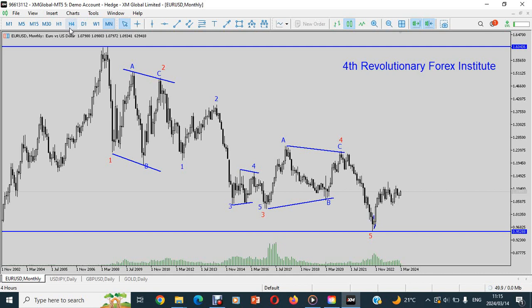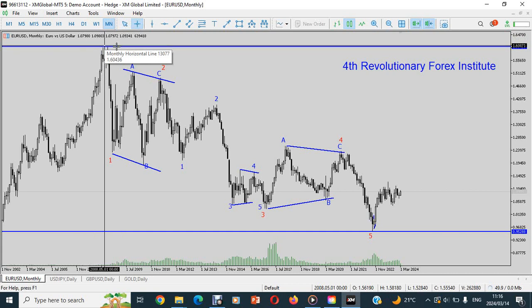Okay, so now looking at the bigger picture of the euro versus the US dollar, we can see that the market is moving in a downward direction because the market has been making lower low, lower high, lower low, lower high, lower low, lower high. It seems like the market started to go bearish as from May 2008. You can see that the market has been bearish since May 2008 up until even now. It seems like the market is still down.